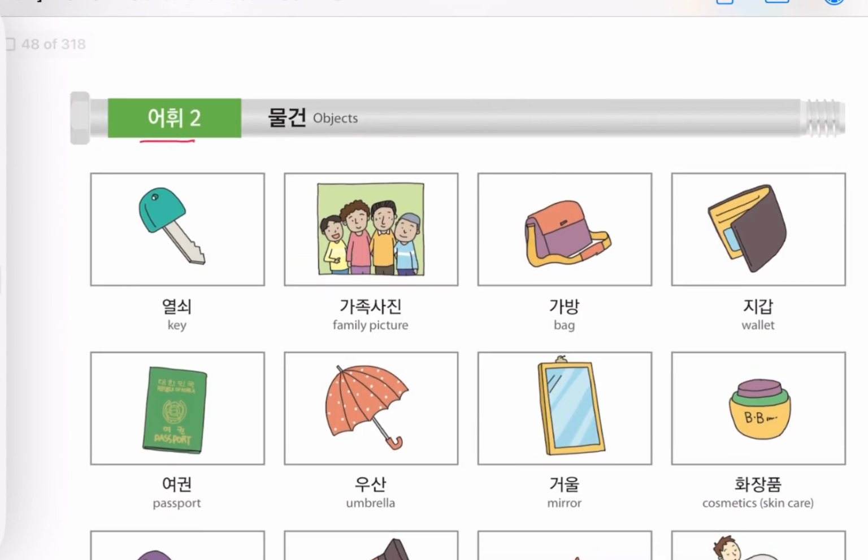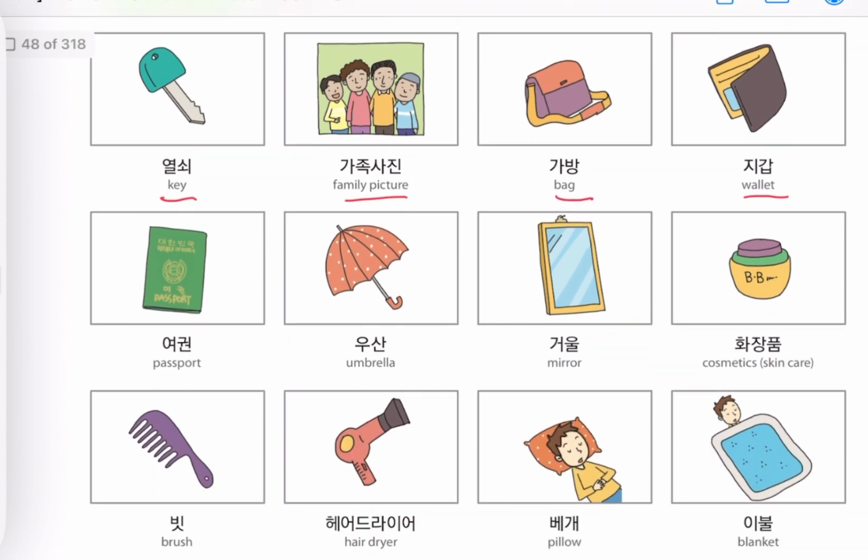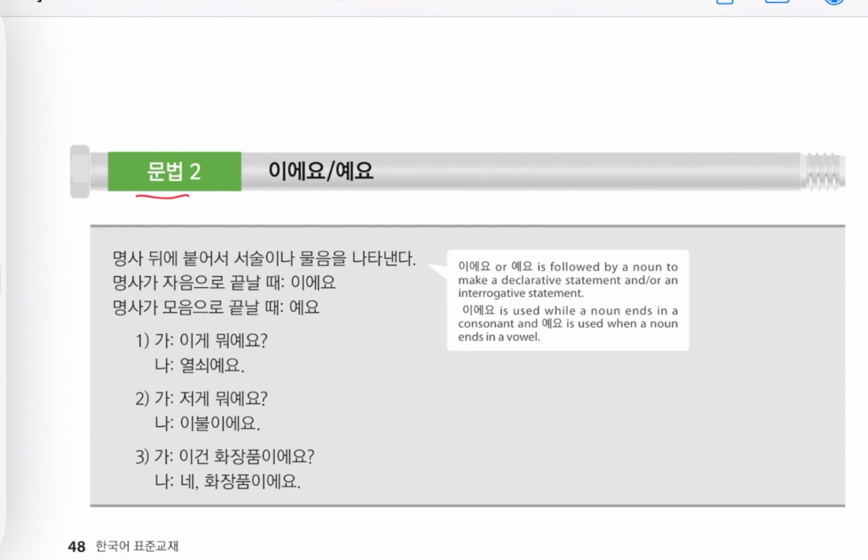어휘 number 2, vocabulary. 물건 is objects and things. 열쇠, keys. 가족 사진 is family picture. 가방, bag. 지갑, wallet. 여권, passport. 우산, umbrella. 거울, mirror. 화장품, cosmetics. 빗 is brush, hair brush. Hair dryer is hair dryer. 베개, pillow. 이불, blanket. 문법, grammar. 예요. This is an expression you can use at the end of your sentence.